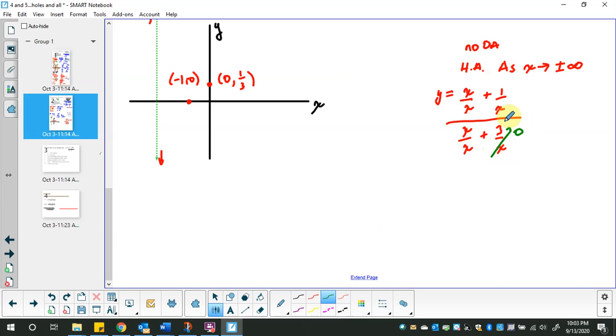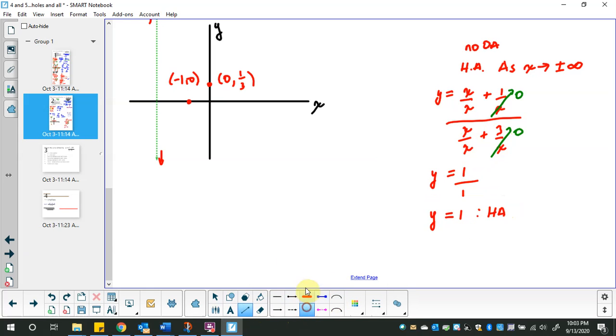Same deal here. X divided by x is 1. So we get 1 plus 0, which is 1, over, there it is again, 1 plus 0, which is 1. So I end up with that as my horizontal asymptote. So while my picture is visible, 1 is higher than 1/3.